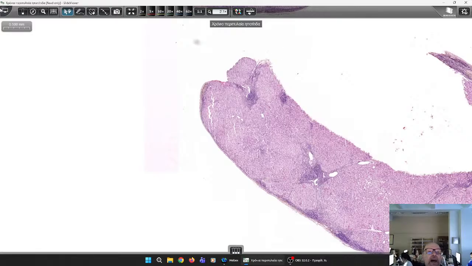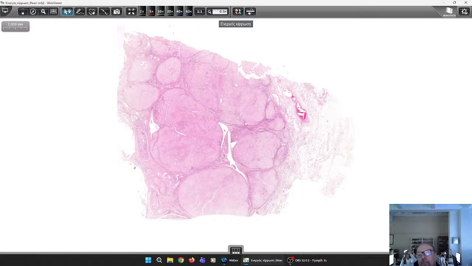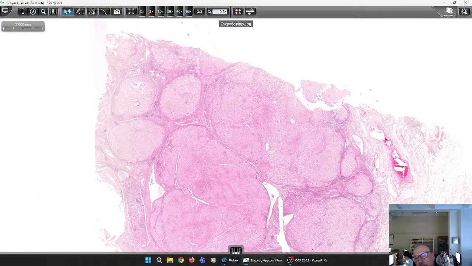Like the next slides, we'll pass them quickly. Here we have the cirrhotic. You see here? Here are the nodules. Yes. You see how clear they are? Look, yes, the nodules.